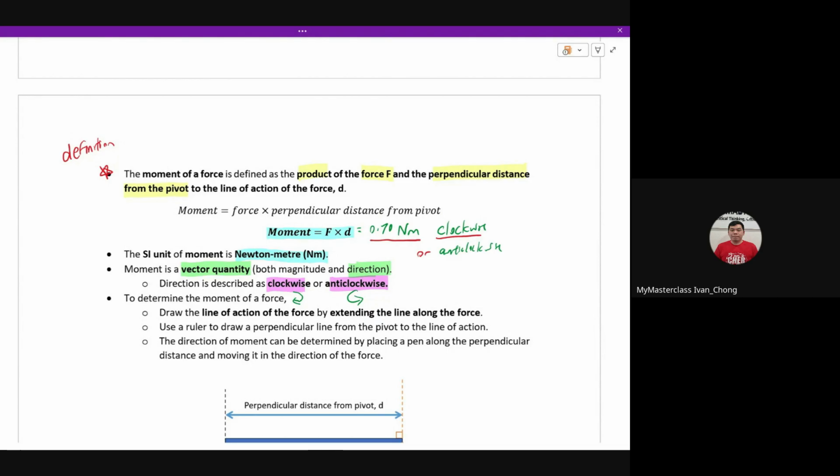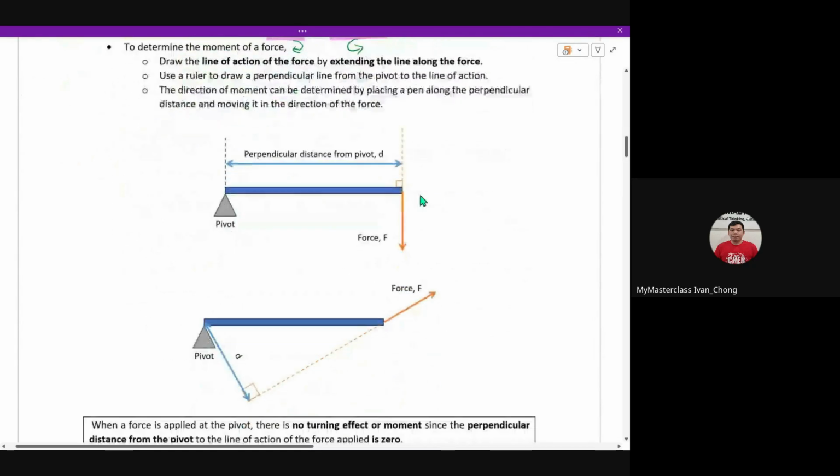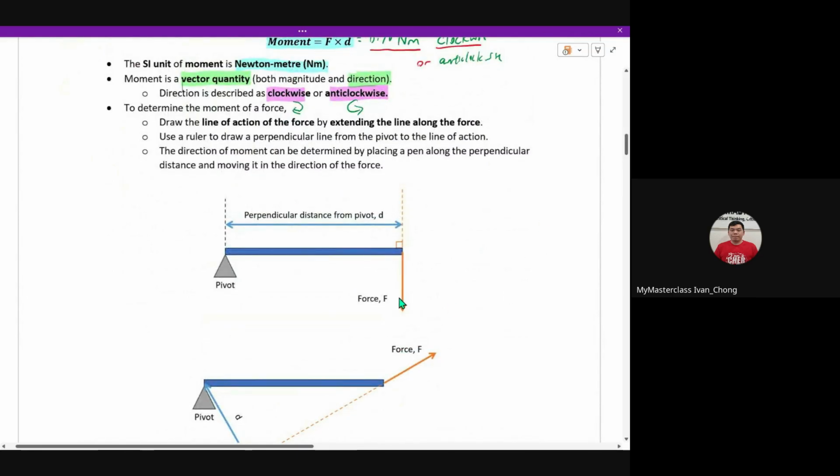Now, there's this very weird phrase on top here, to the line of action of the force. What is the line of action of the force? Weird, right? So let's go down and take a look at your force over here first. So we know that your force is down here. So what do we mean by line of action of the force? You see this line? So this line in front and behind your force. So the line that your force is acting on is what we call your line of action of the force.